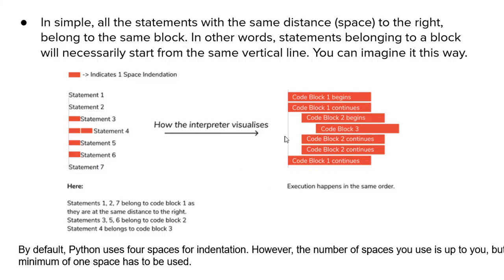By default, Python uses 4 spaces for indentation. However, it is up to the developer how many spaces they want to use. The number of spaces is up to you, but a minimum of 1 space is required and it must be used consistently for defining the indentation. Now we will see some practical examples so that we understand it in a better way.